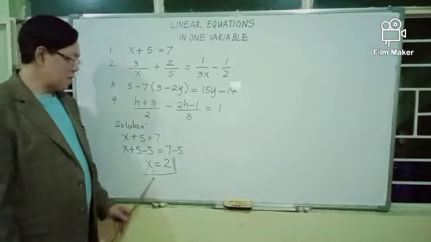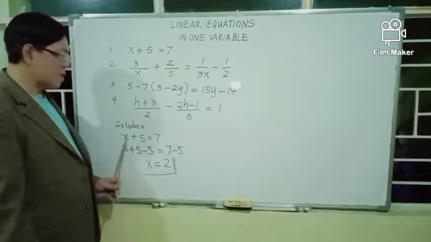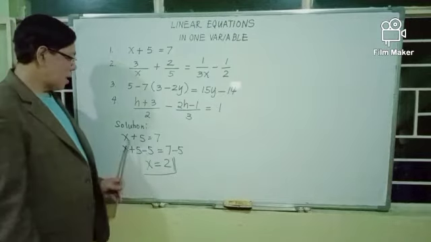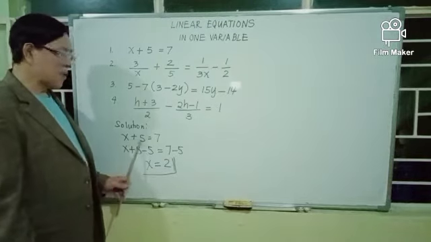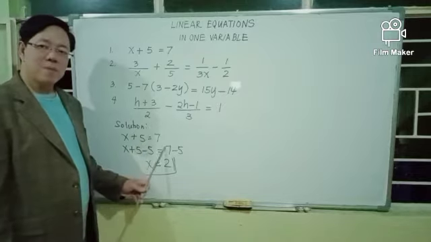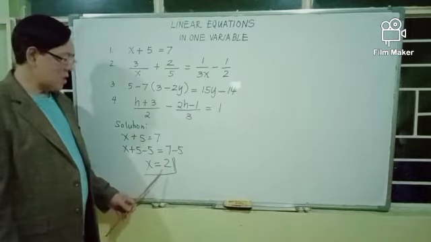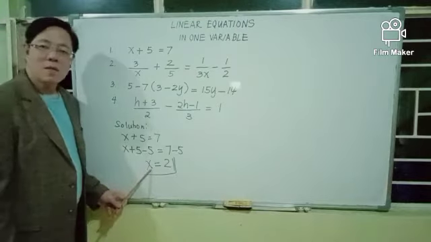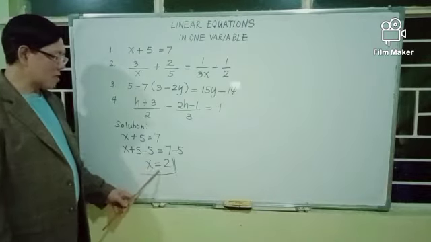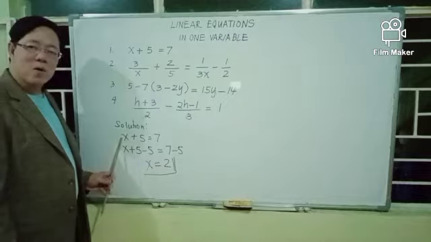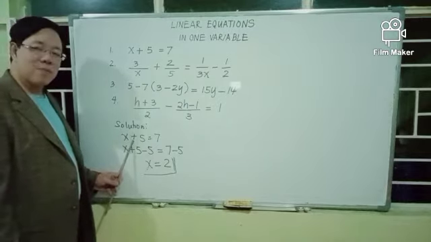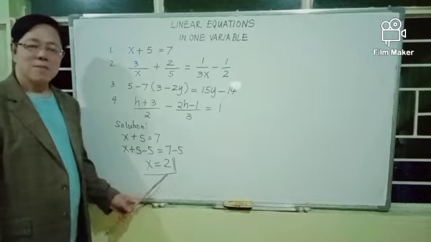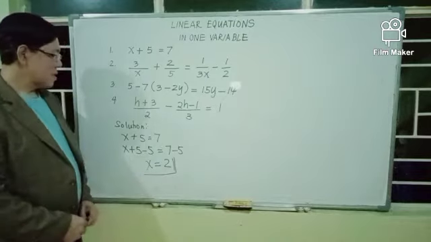And to check if this is correct, you simply substitute or replace x with 2. And the sum of 2 plus 5 should be 7. And by inspection, it's easy to see that if you substitute the value of x equals 2 into this linear equation, you get 2 plus 5 is equal to 7. So this is correct.